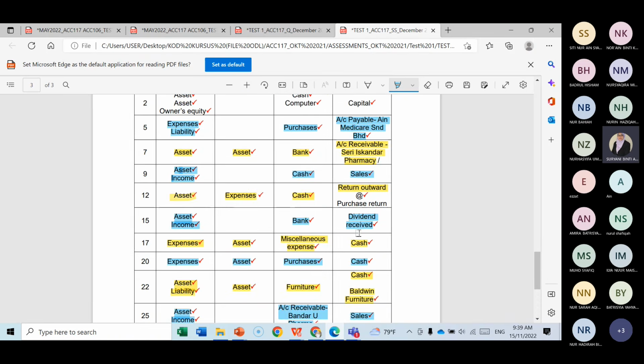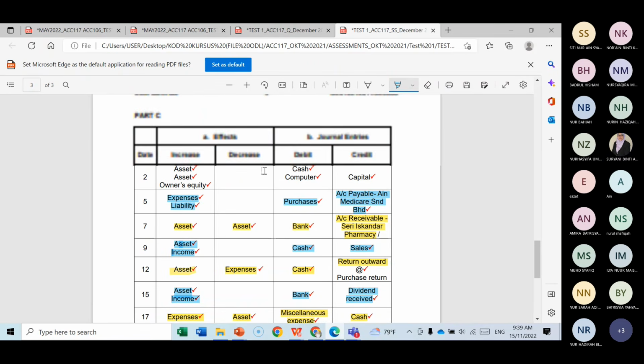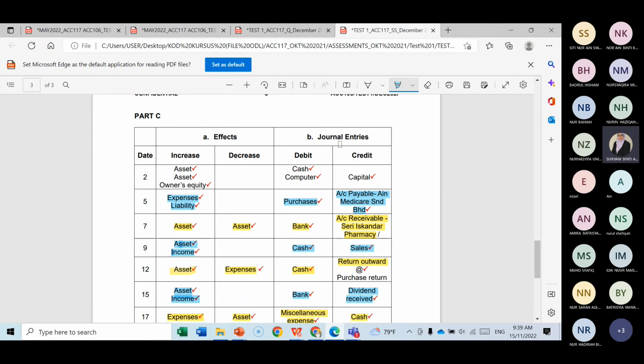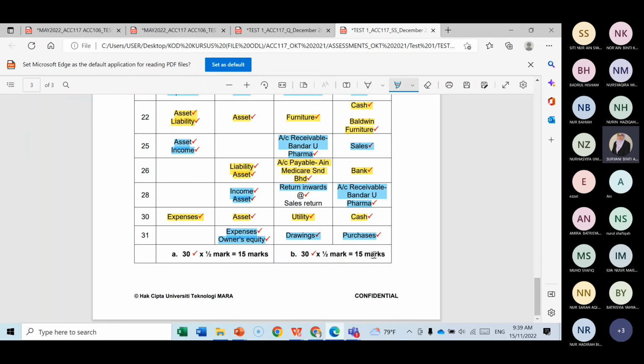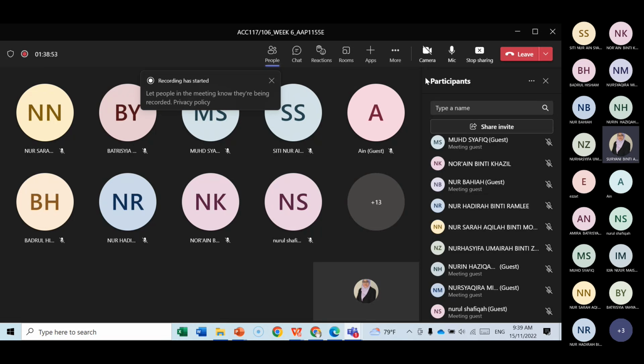So if you can answer all questions correctly, both effect and journal entry, you will get 30 ticks, and overall marks are 30 marks for part C. Okay, class. We will stop the discussion on this question.